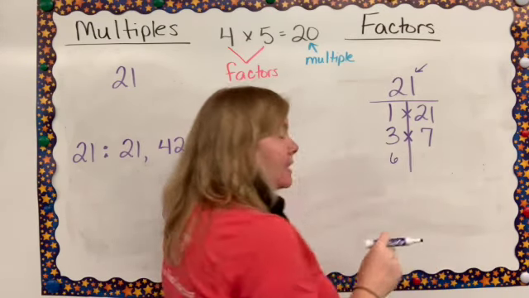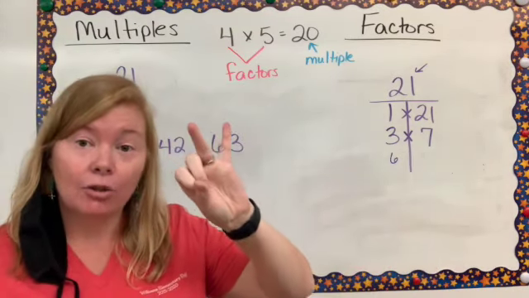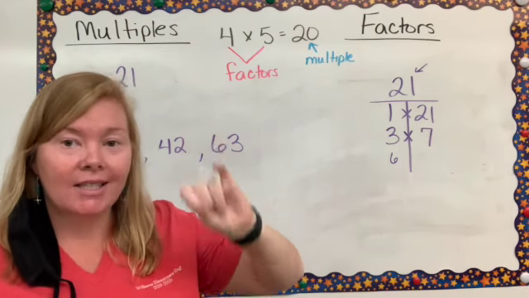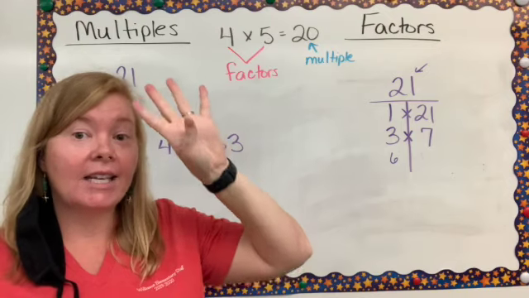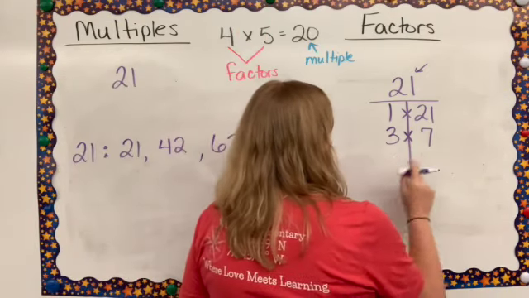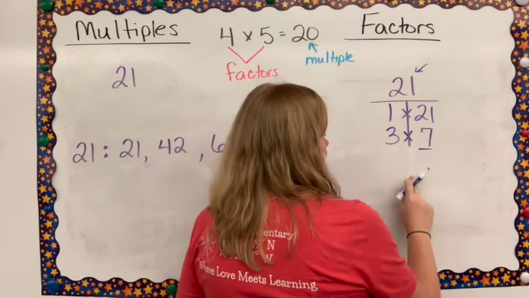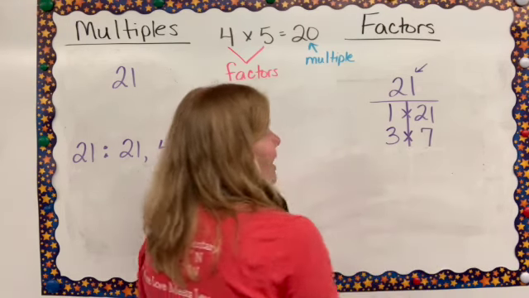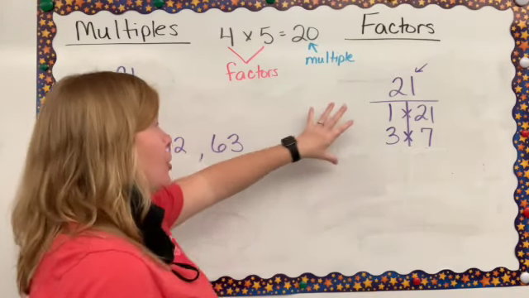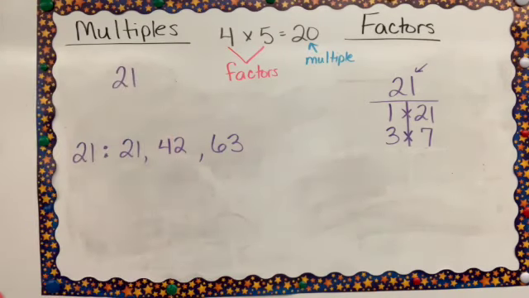Let's try 6. 6, 12. What's next? 18. Come on, you can do it. 6, 12, 18, 24. So nope, 6 doesn't work either. We've already got 7, so that means our factors are finished. They are done. So we have the factors of 21 and the multiples of 21.